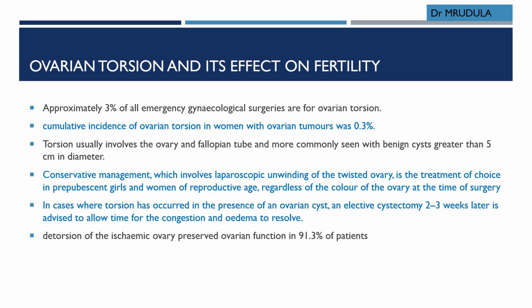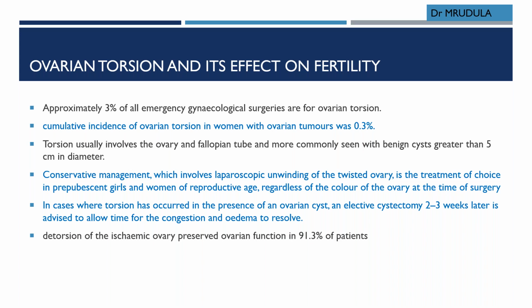Conservative management is the mainstay of treatment, that is laparoscopic untwisting of the twisted ovary. It is the treatment of choice in prepubescent girls and women of reproductive age, regardless of the color of the ovary at the time of surgery. Now, this is a question which is asked in almost every alternate exam. Whether the ovary looks necrotic, blue or black in color, whatever the color of the ovary, you will just be untwisting the ovary.